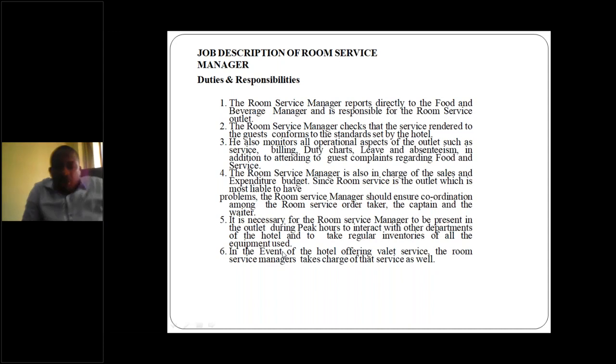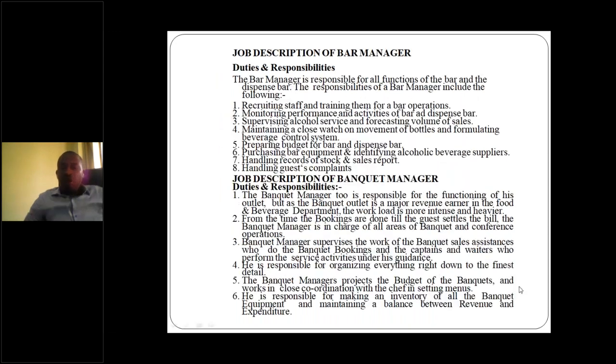Again, at that time hotels offer valet service. The room service manager takes charge of that service. So let's look at the responsibility of the bar manager. The bar manager is responsible for all functions of the bar.